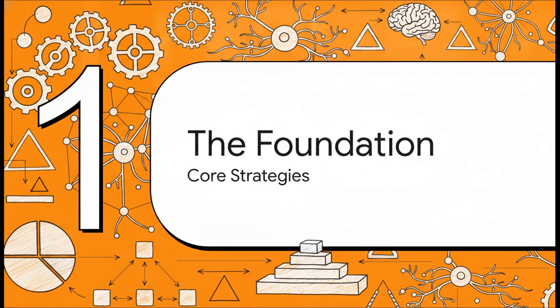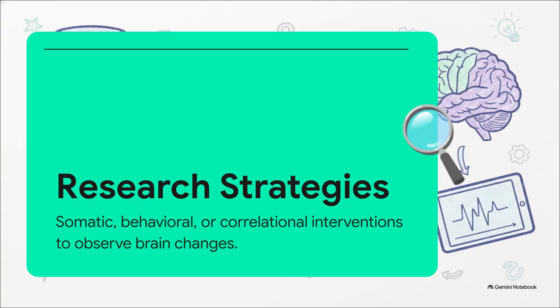Section 1, the foundation, the core strategies of neuroscience. Before we pick up a single tool, we really need to set up the overarching framework that anchors absolutely all neuroscience research. Every single experiment starts with a strategy, right? And research methods in behavioral neuroscience are basically structured around 3 primary ones.